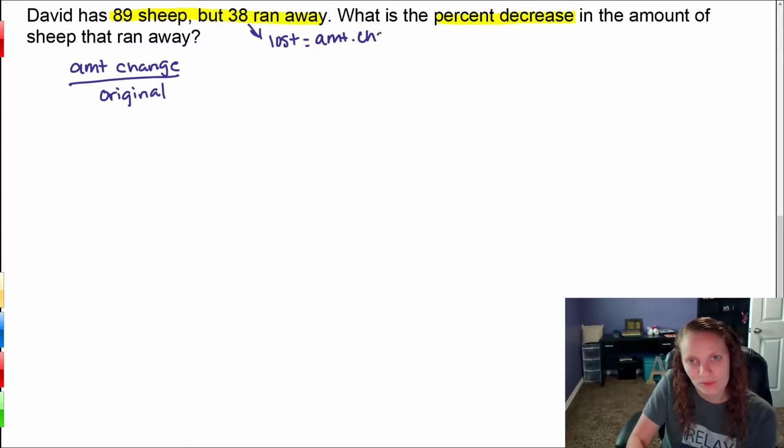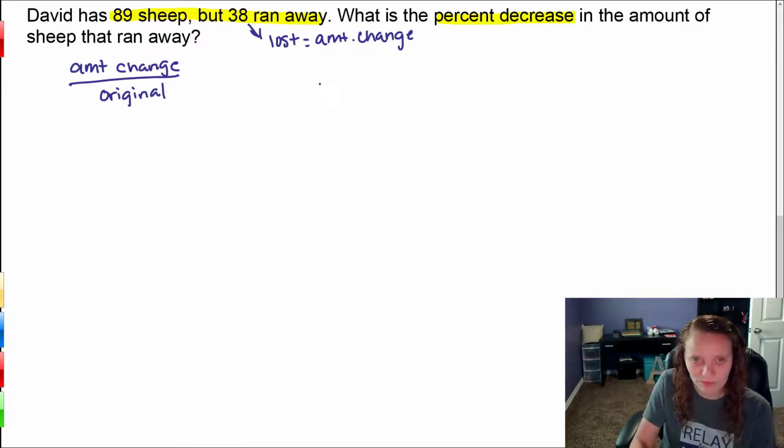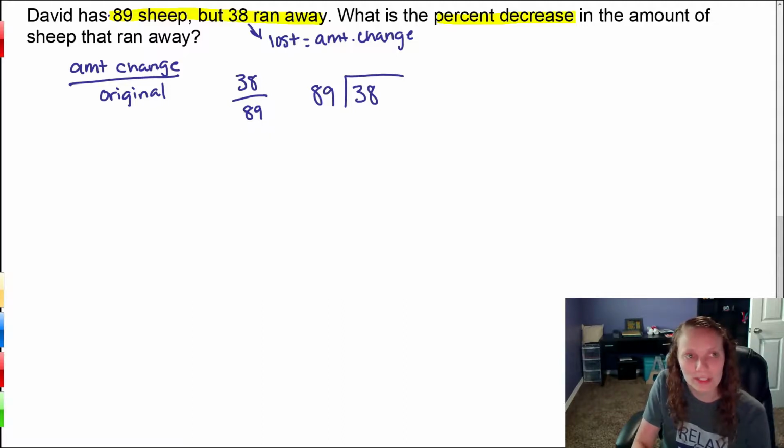In the problem before, we had to subtract to find the difference between the starting and the ending number, but since we don't know the ending number, we know how many were lost. We don't have to subtract this time. So our fraction will be 38 over 89. And let's divide. 38 goes inside and 89 goes outside, and we use the 89 because that's how much he originally started with.